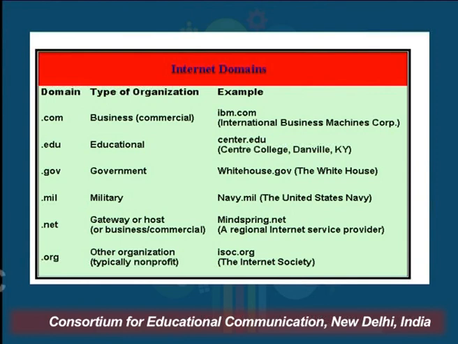.gov means that it's for the government. .mil means that the domain name belongs to the military, the US military basically. Then .net means that the business or commercial activity is related to networking. .org means that the domain name belongs to a not for profit organization, some society or some community, right. So likewise there can be multiple levels of domain names. These are top level domain names.